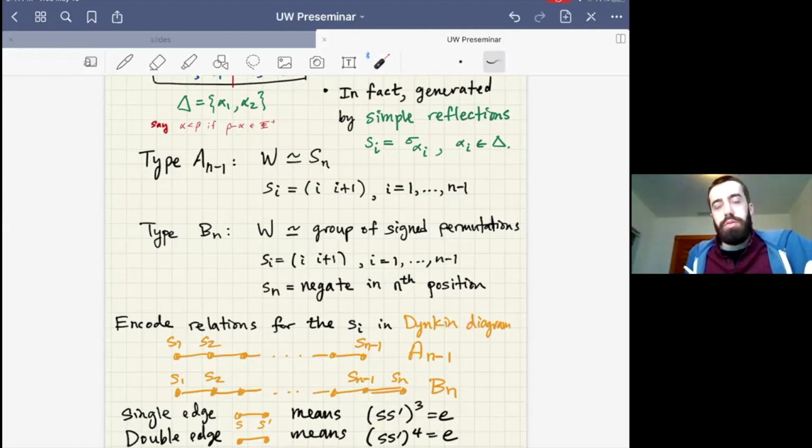You can check for yourself as an exercise that if I instead look at the product of a transposition like this, swapping m minus 1 and n, and also this extra simple generator, that will have order 4.